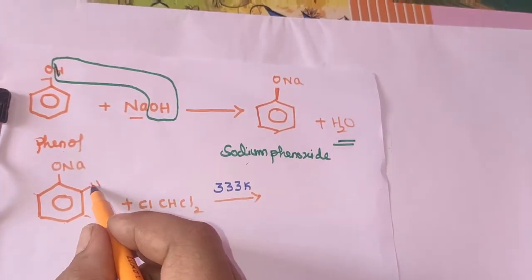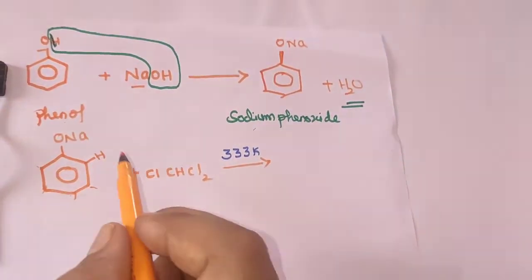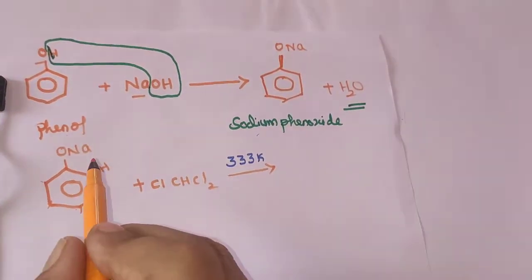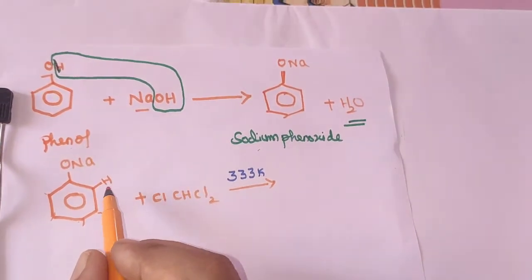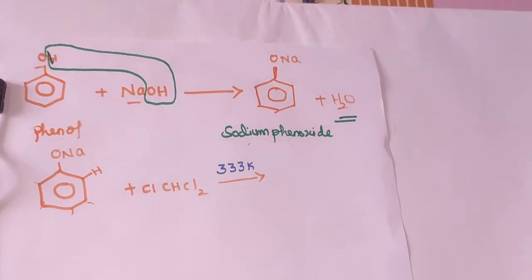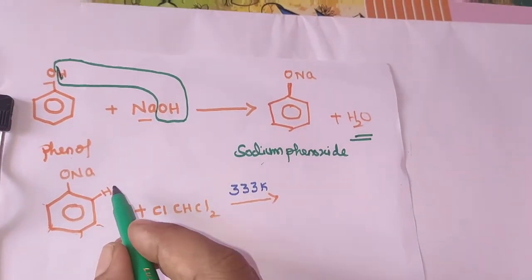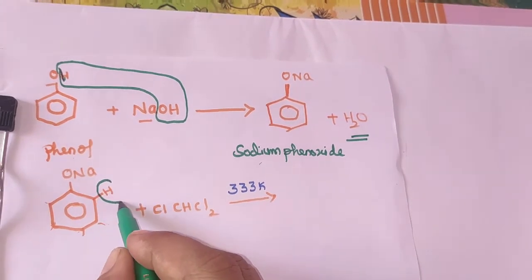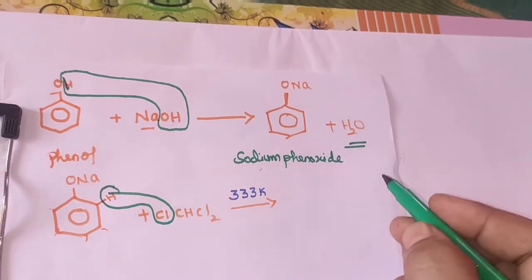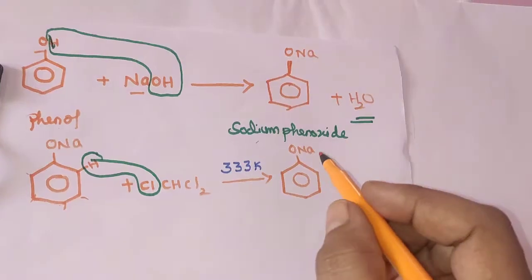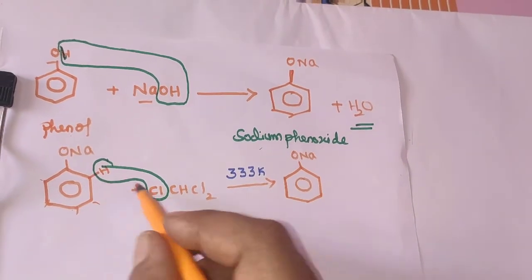Every carbon atom will be consisting of a hydrogen atom, so I need H now. For that reason I have mentioned H here. What will happen here is that one hydrogen atom of this sodium phenoxide combines with Cl, and there is elimination of HCl. See here, ONa, that is sodium phenoxide, and there is elimination of HCl.